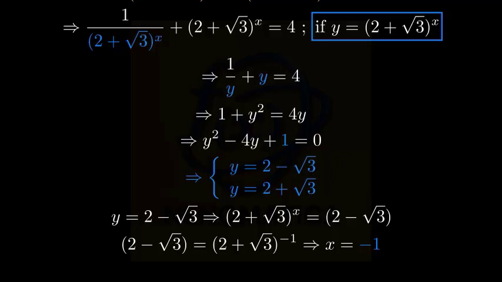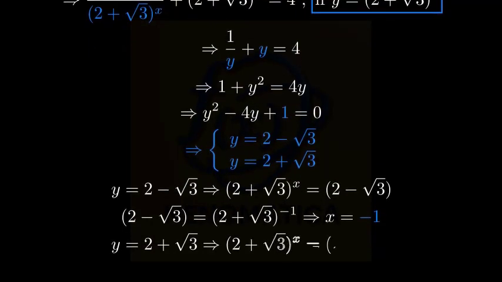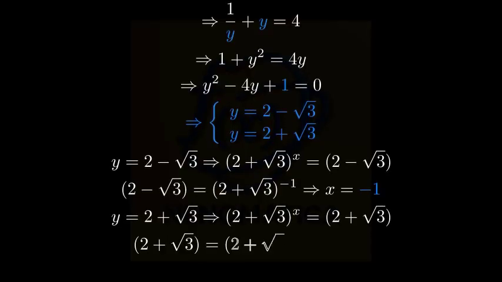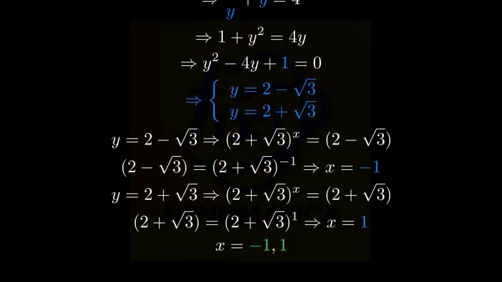Therefore, x equals -1. For the second case, when y equals 2 plus square root of 3, we have (2 plus square root of 3) to the power of x equals 2 plus square root of 3. This means x equals 1. Therefore, the solution to our exponential equation is x equals -1 or x equals 1.